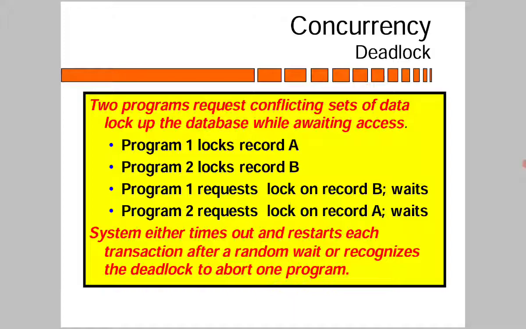So another important concept of concurrency is deadlock. What is a deadlock? Two programs request conflicting sets of data and lock up the database while awaiting access. Program 1 locks record A, program 2 locks record B. Program 1 requests a lock on record B, means it is in waiting stage, and program 2 requests a lock on record A, that is also in waiting stage. The system either times out and restarts each transaction after a random wait, or recognizes the deadlock and aborts one program. So in that situation, deadlocks may occur.